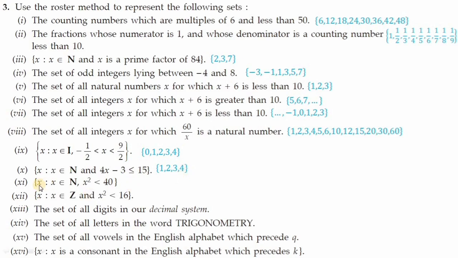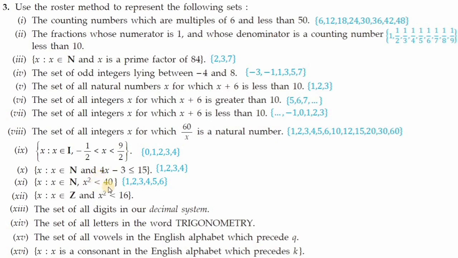Okay, so in this question you have to put such numbers, such natural numbers in fact, whose square is going to be less than 40. So obviously these are the numbers. Now 6 square is 36, less than 40. Next is 7. 7 square is 49, right?